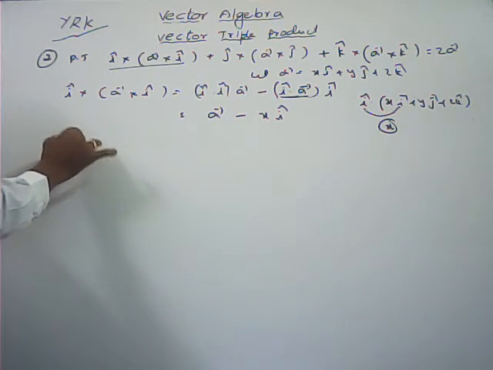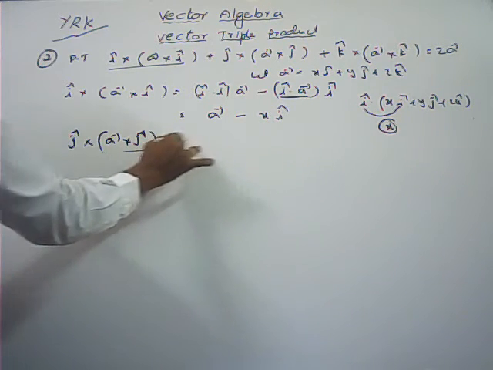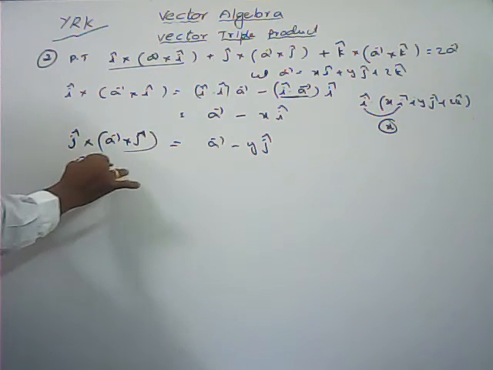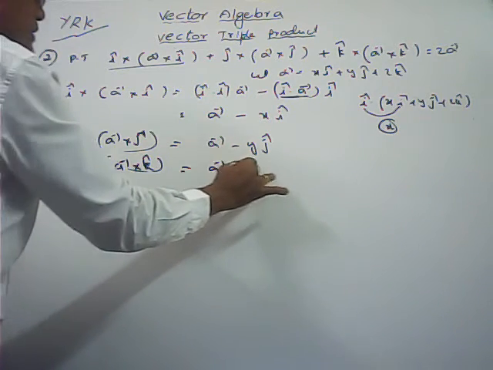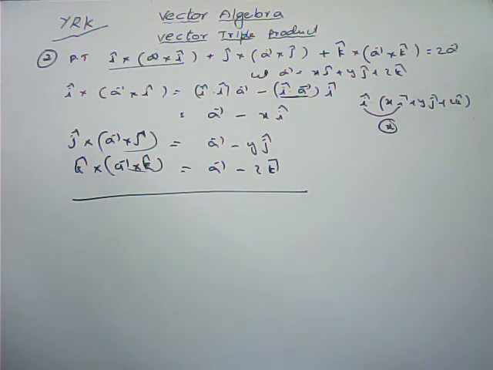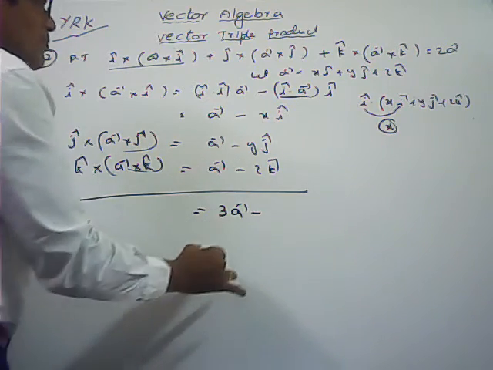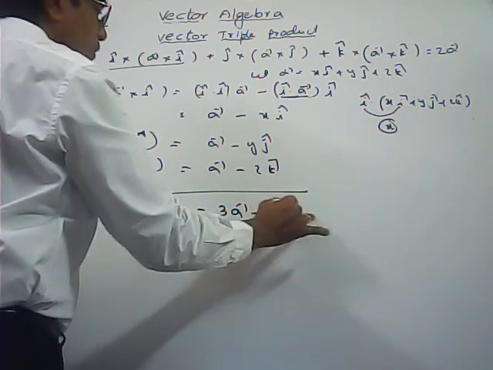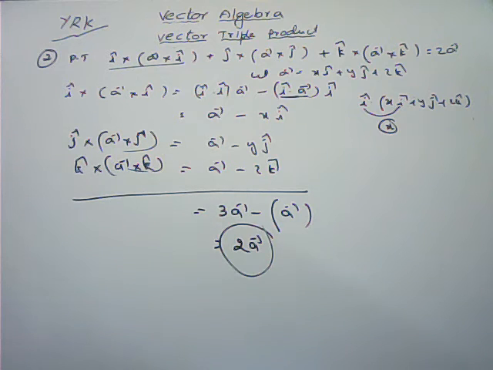Here j cap cross (a bar cross j cap), that is equal to a bar minus y into j cap. We can write k cap cross (a bar cross k cap), that is equal to a bar minus z k cap. By adding these three, this is the required LHS part only, that is equal to a bar plus a bar plus a bar, 3a bar, minus of (x i cap plus y j cap plus z k cap). I have taken a bar, that is equal to 2a bar. So by expanding this one we can get it easily.